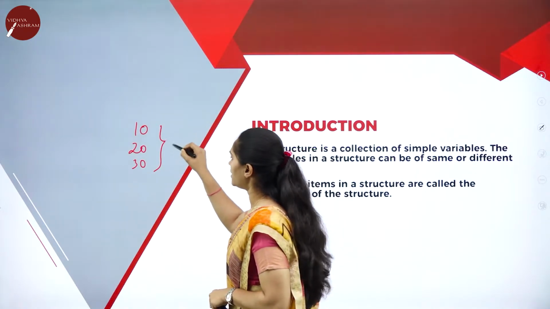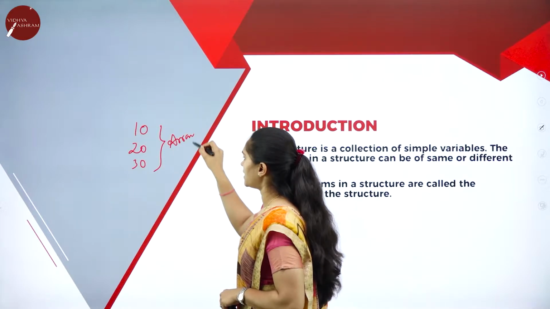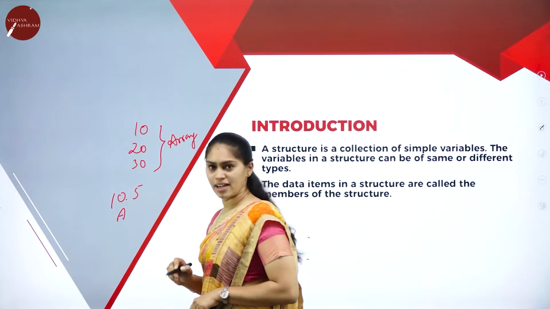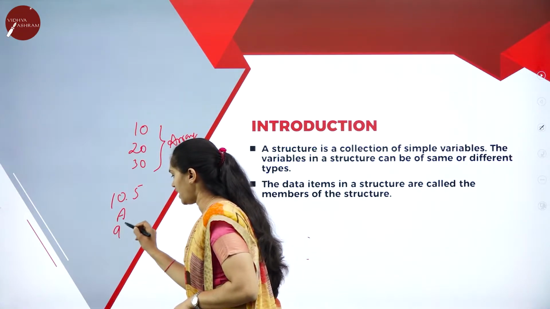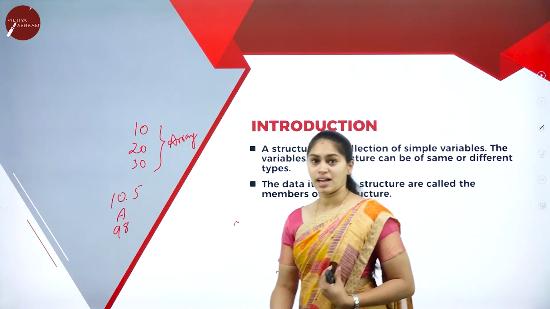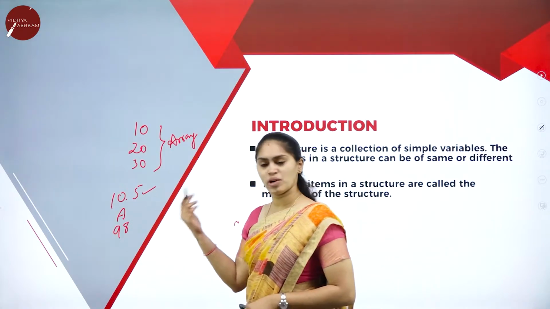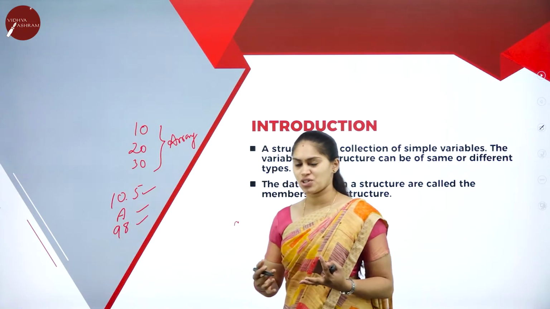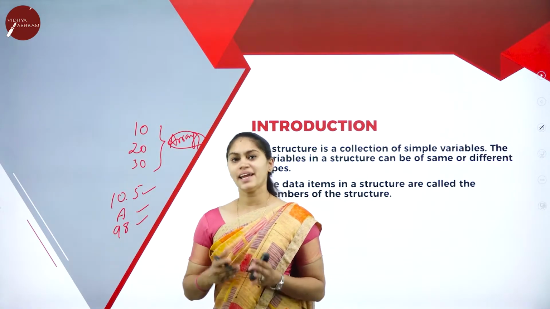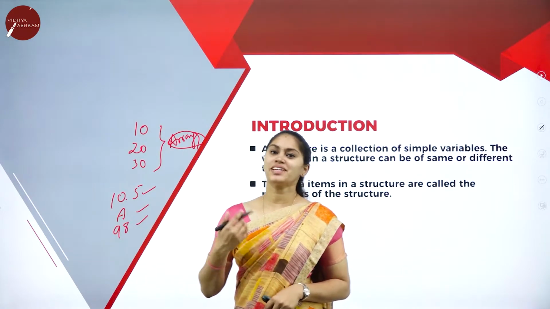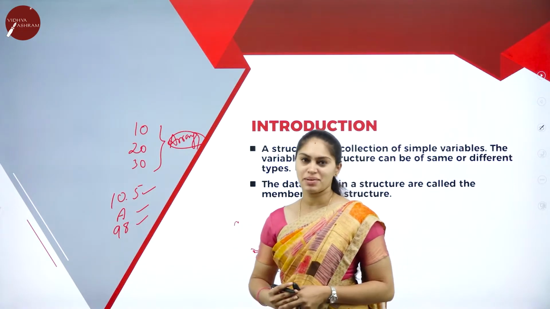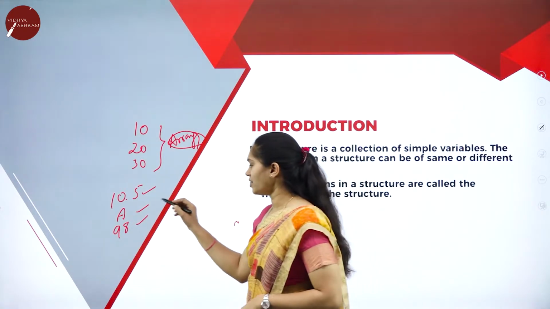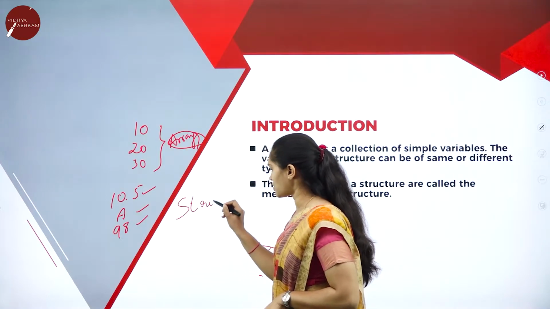But what if I want to have different kinds of data, like 10.5, a variable called A, and a value called 98? These are all different data values. 10.5 is a floating value, A is a character, and this is a whole number like an integer. Arrays will hold only similar kinds of data elements. Then which concept of C++ will allow us to have different kinds of data elements? That is what we call structures.